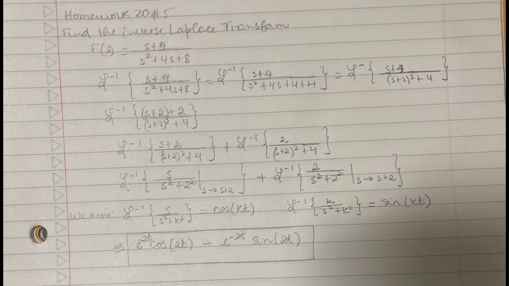But since I did a shift, S plus 2, I'm going to have as a coefficient an e to the negative 2t. So my final answer is e to the negative 2t cos 2t plus e to the negative 2t sine 2t. I have the e to the negative 2t because I did a shift. I transformed my s into s plus 2.